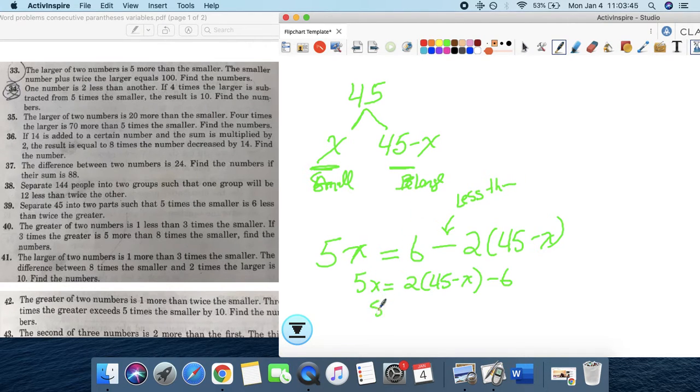And now it's just solving. 5x equals 90 minus 2x minus 6. 5x equals 90 minus 6 is, I don't know, 84 minus 2x. So we're going to add 2x to both sides. We're going to get 7x equals 84, x equals 12. So the small group had 12 people, and the large group had 33 people. 45 minus 12.